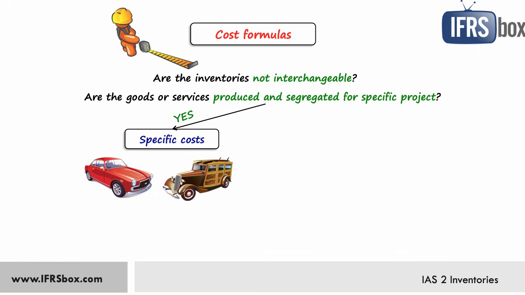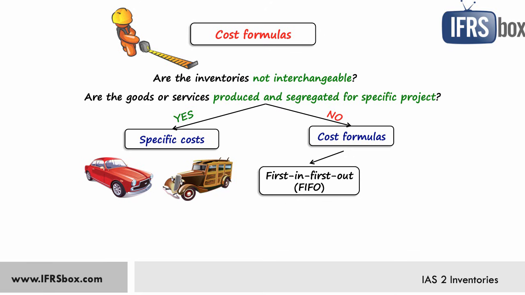If the answer is no, meaning that there's no specific project and inventories are interchangeable, you can use cost formulas. In other words, you don't have to search for the specific cost of every single small little product that you sell. Instead, you can use either first in, first out, or FIFO method, or weighted average.